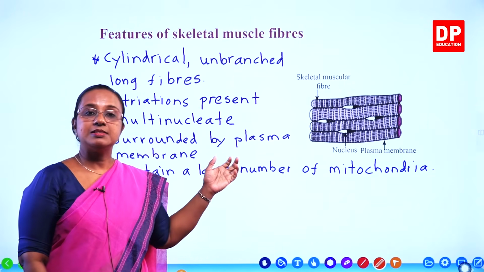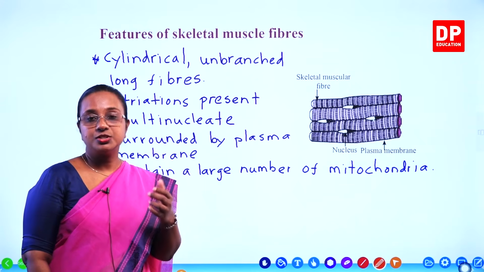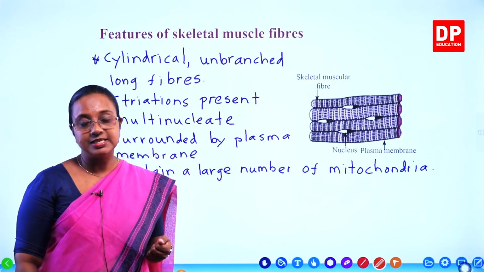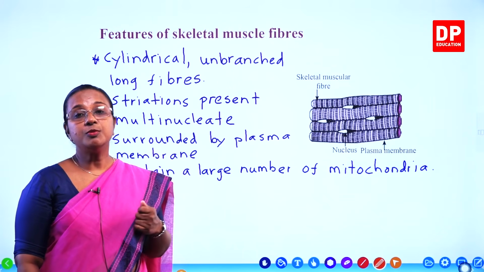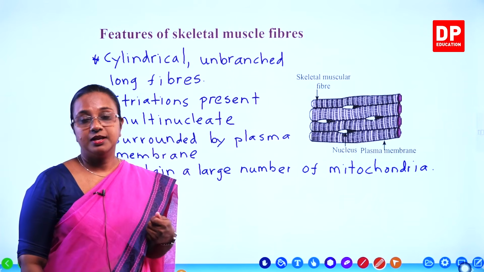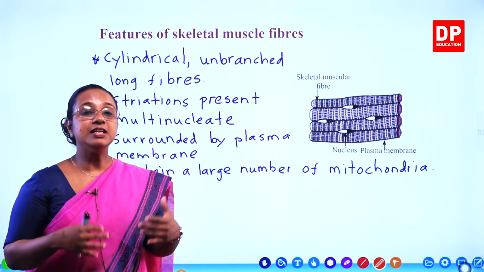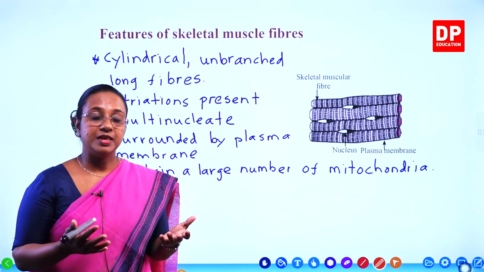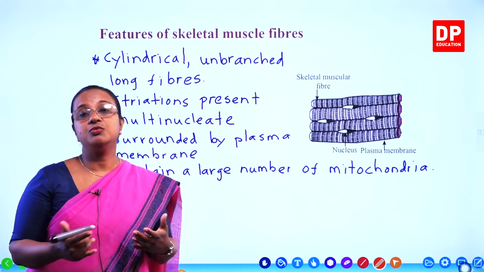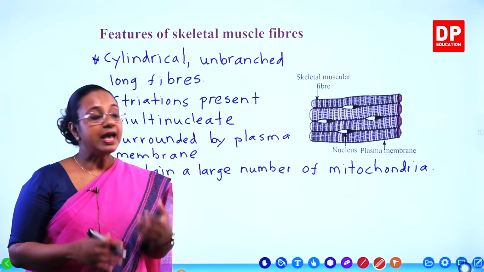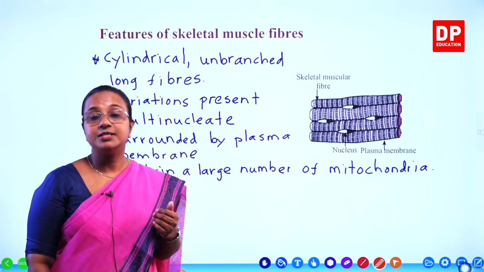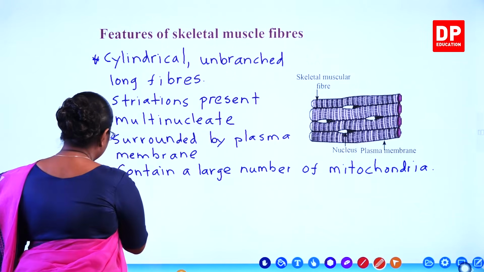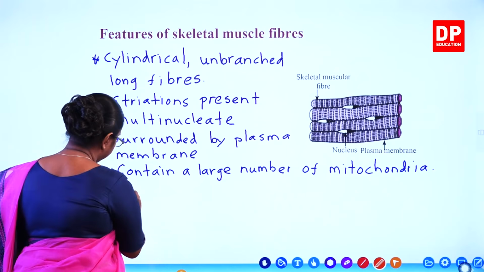Now these muscles are attached or associated to the skeletal system, and they are involved in both locomotion and movement. And this is done with our will. That is, we think and do these functions. That means these muscles are controlled voluntarily.